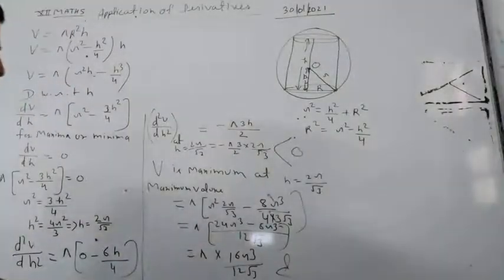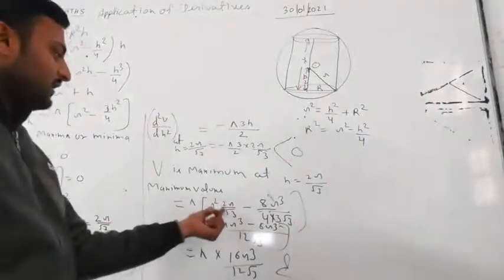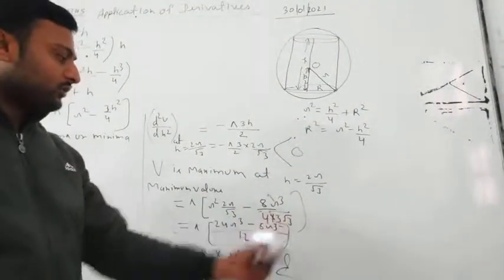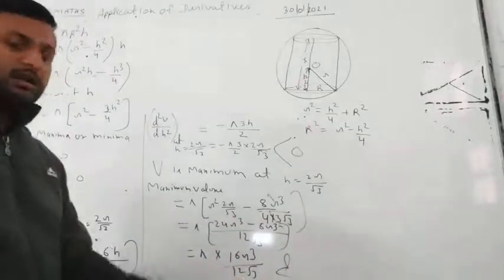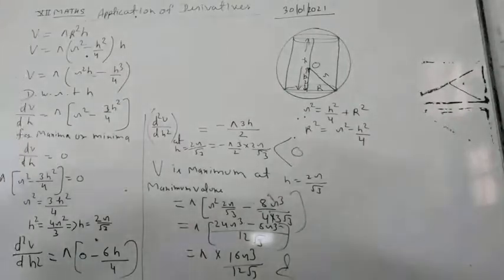Okay, students. So now if we have to find the maximum value, we write pi r square times 2r by root 3 minus 8r cube by 4 into root 3, and take the LCM and get the result. I hope you understand, students. Now we take another question.